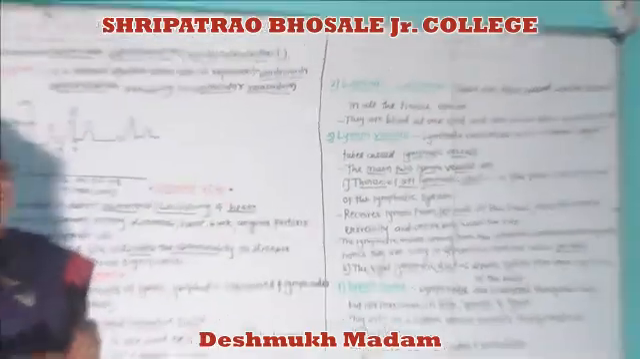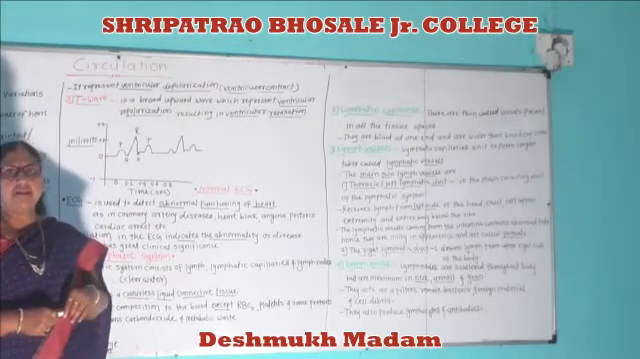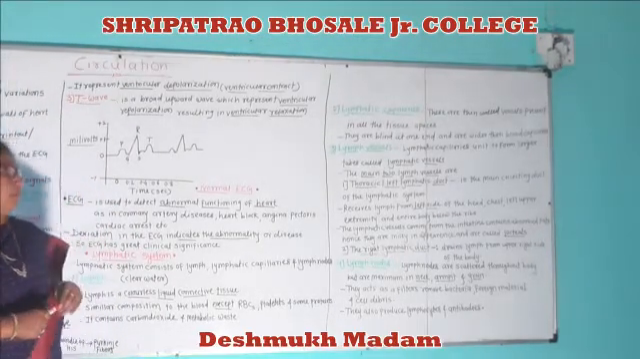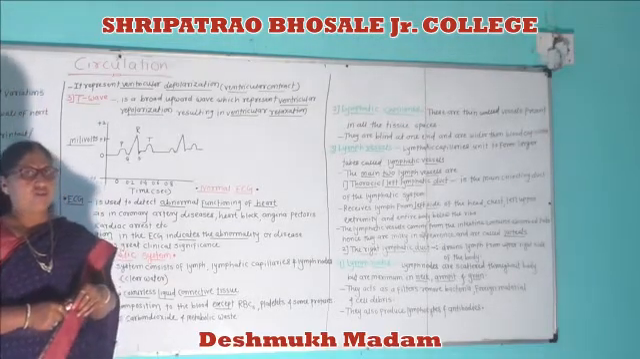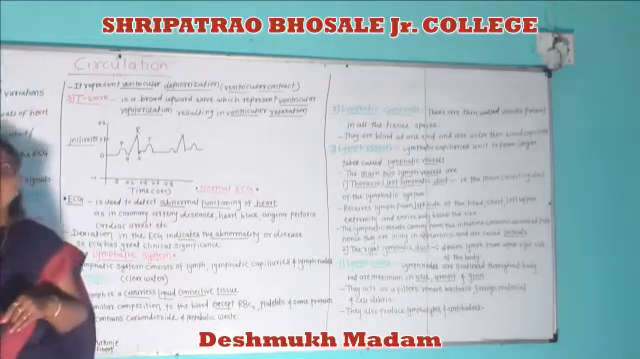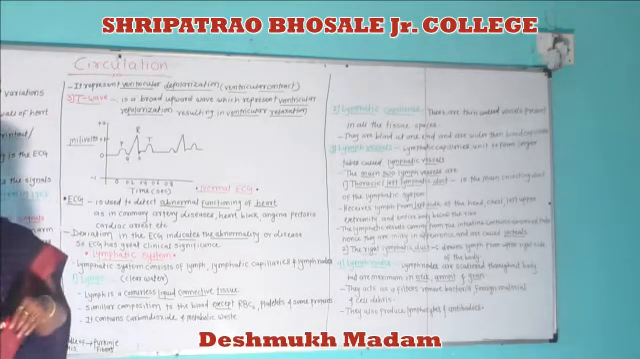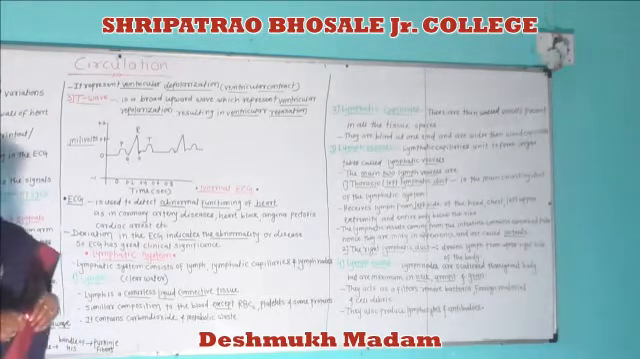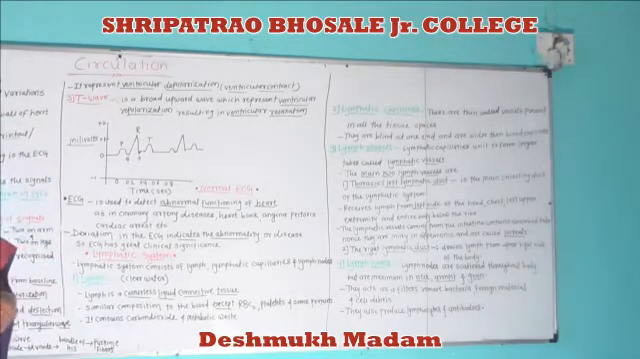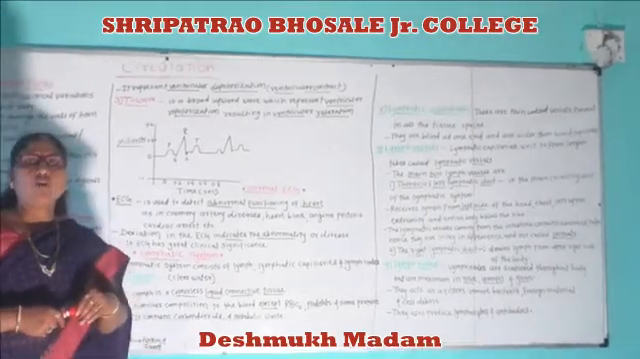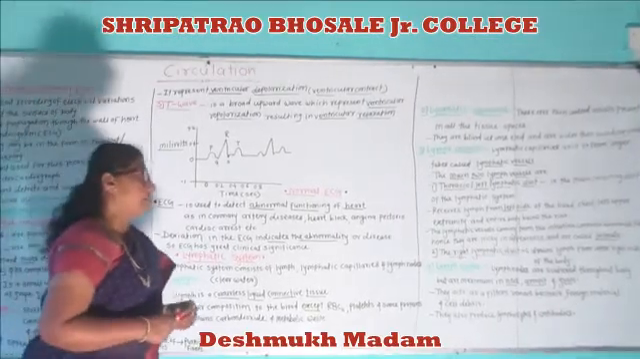The lymphatic vessels coming from the intestine contain absorbed fats, hence they are milky in appearance and are called lacteals.